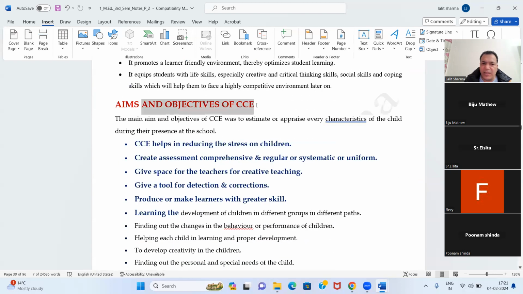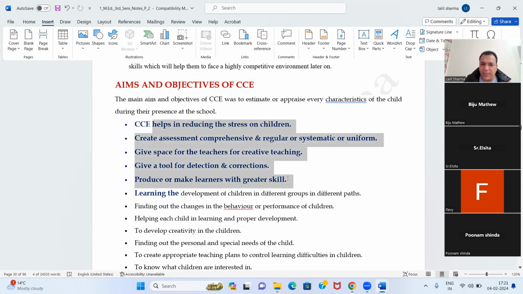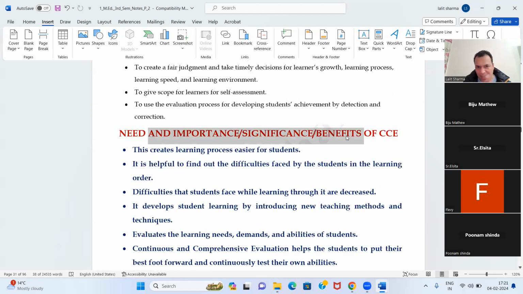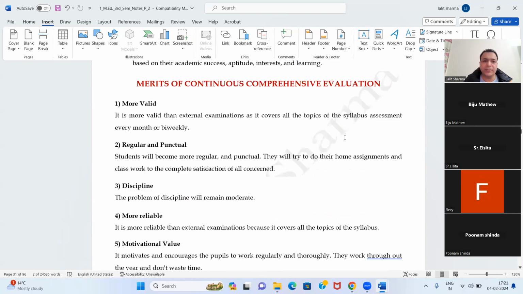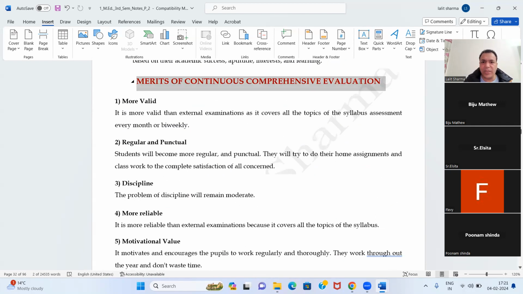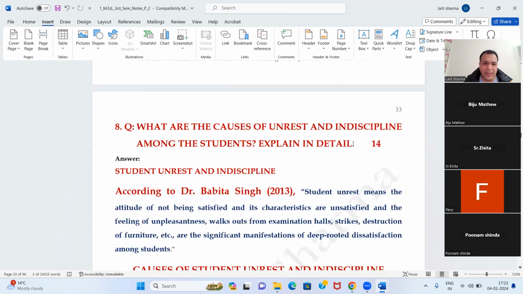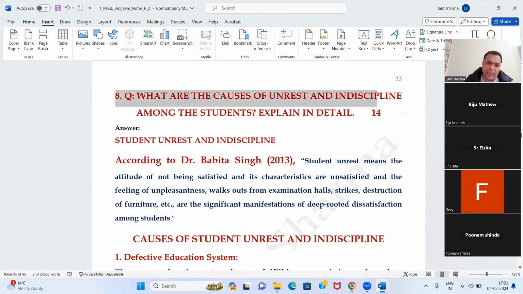Aims and objective of CCE, right? ये देखो ये सारी aims and objective सारा define करना है आपको. फिर last में need and importance है ना? Last में था ना need and importance and significance of CCE. ये देखो merits बता दो उसके, ठीक है? Advantages, then what are the disadvantages? Okay जी. Then 8th question आ गया हमारा. इसके बाद last है questions 9.